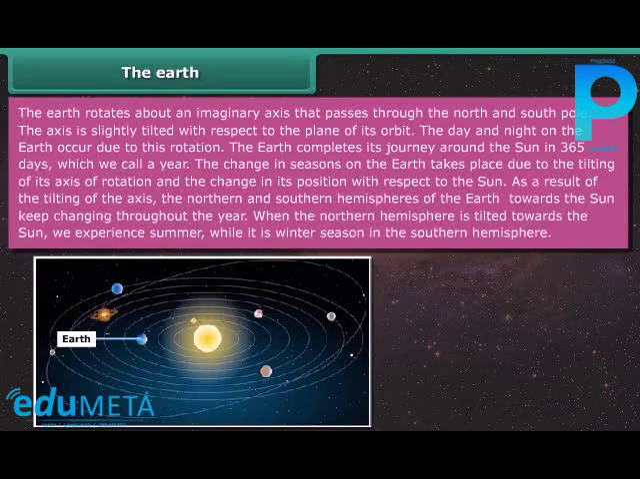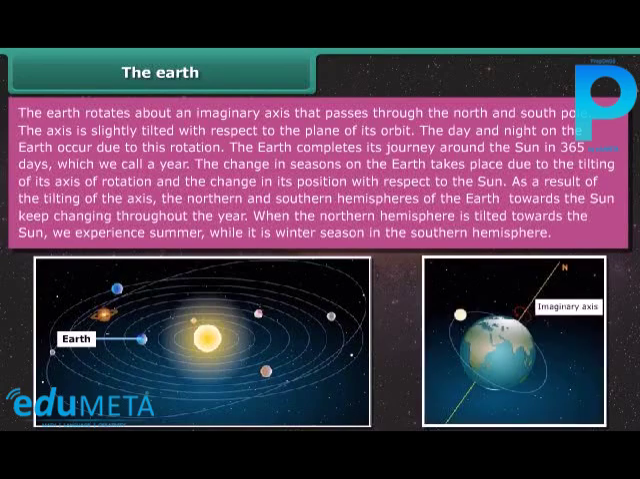The change in seasons on the Earth takes place due to the tilting of its axis of rotation and the change in its position with respect to the Sun. As a result of the tilting of the axis, the northern and southern hemispheres of the Earth tilted towards the Sun keep changing throughout the year. When the northern hemisphere is tilted towards the Sun, we experience summer, while it is winter season in the southern hemisphere.